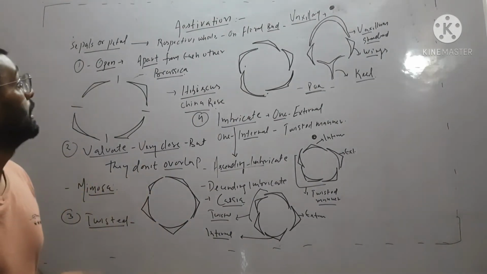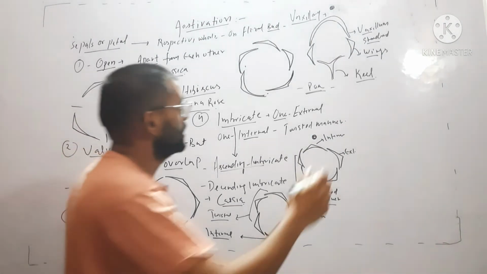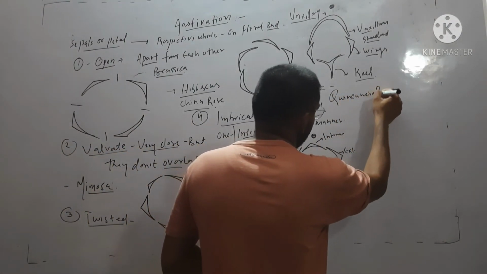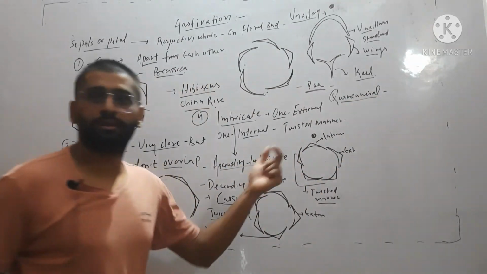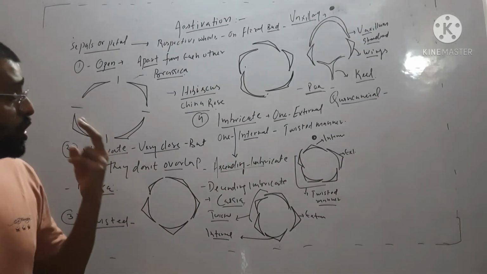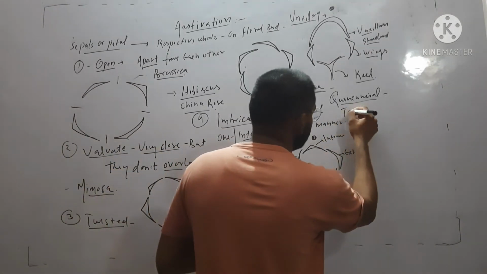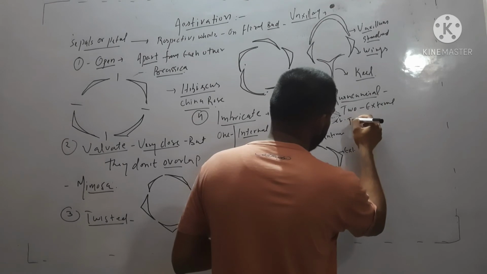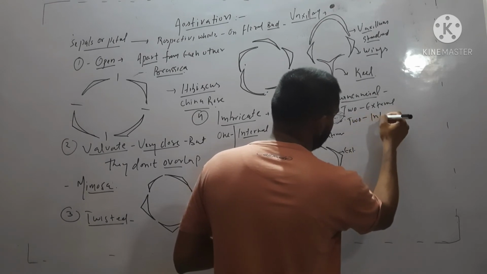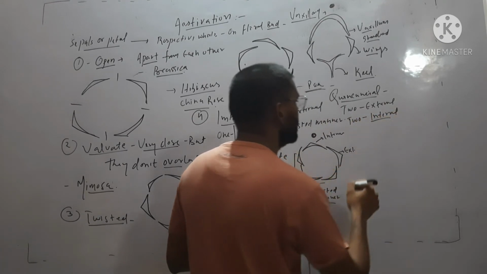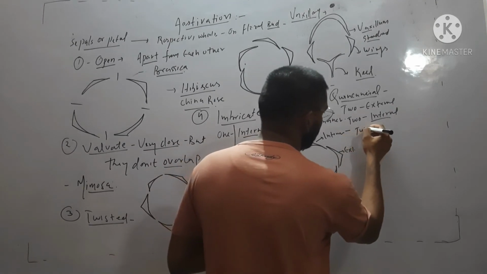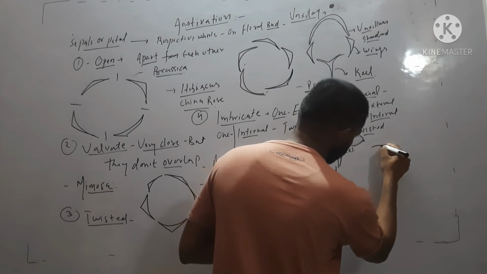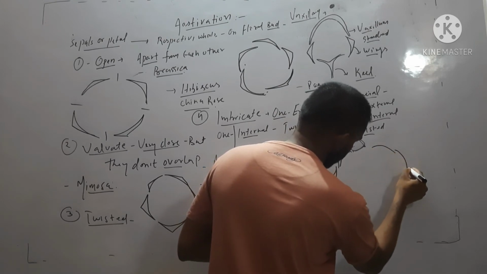And the last type of estivation is quincuncial. In this type of estivation, quincuncial estivation, of the five petals or sepals, two are external and two are internal and the remaining one is in a twisted manner, like this.